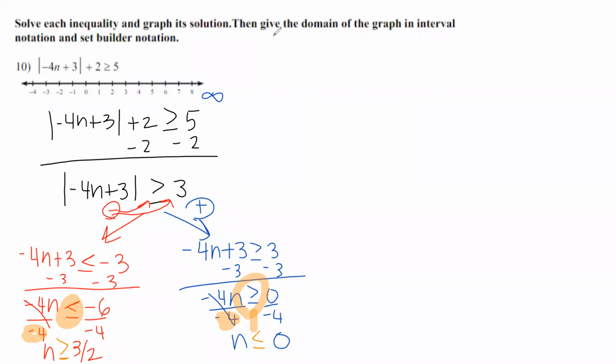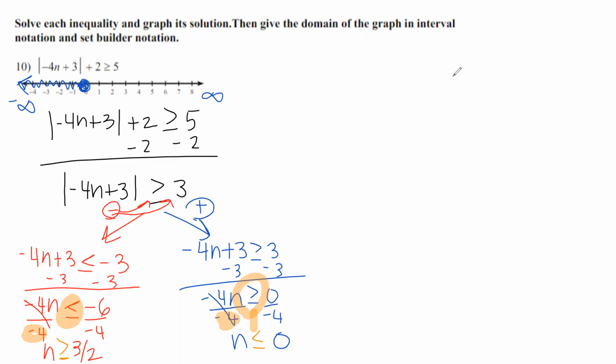So let's go back and graph. n is less than or equal to 0. Find 0. It's closed. But remember, we had to switch. It's less than. So we're going to shade this direction forever towards negative infinity.